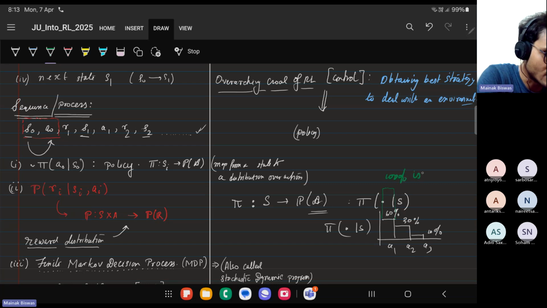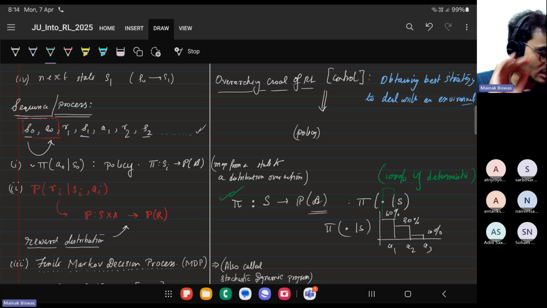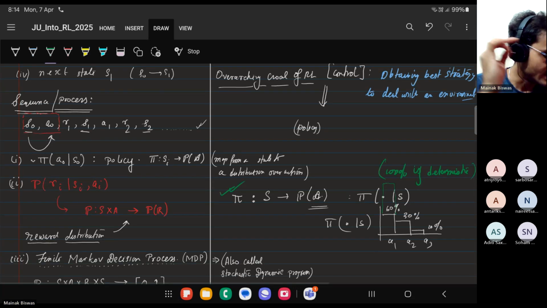In any case, if you have deterministic policies, one of them would just be 100%. So if you consider a random policy, it encompasses deterministic policies as well. So we'll not discuss them separately, but treat them as a single idea. This is the idea of a policy: given a state of the environment, what is the action you want to choose? That is called a policy.